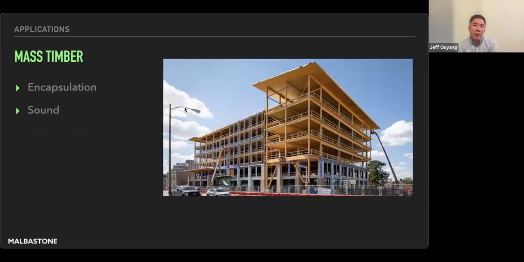And then another application that we're currently exploring, especially as mass timber is gaining momentum here in the Pacific Northwest, is to look at fire and sound applications within mass timber. Right now there's still a lot of gypcrete and many layers of fire-rated gypsum used across mass timber, so we believe that the non-combustible properties of magnesium oxide can also have a big application as this segment grows.